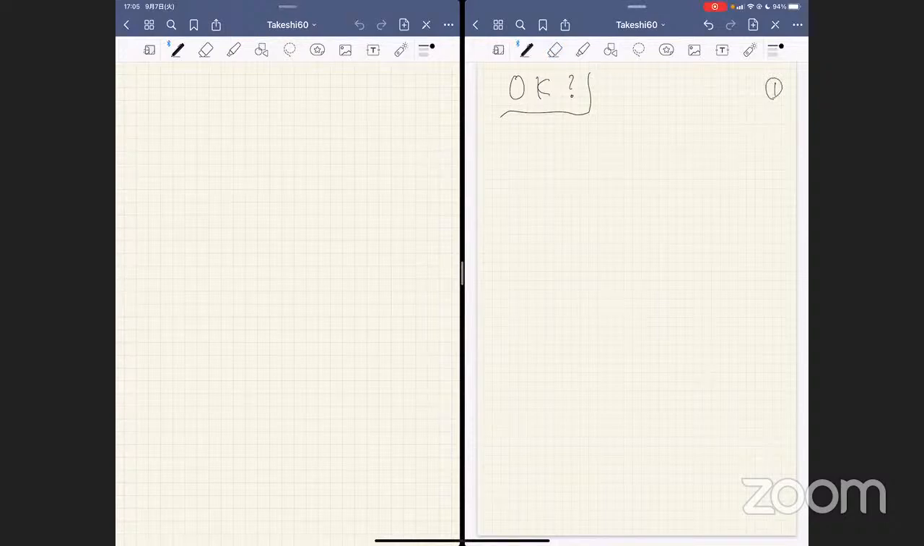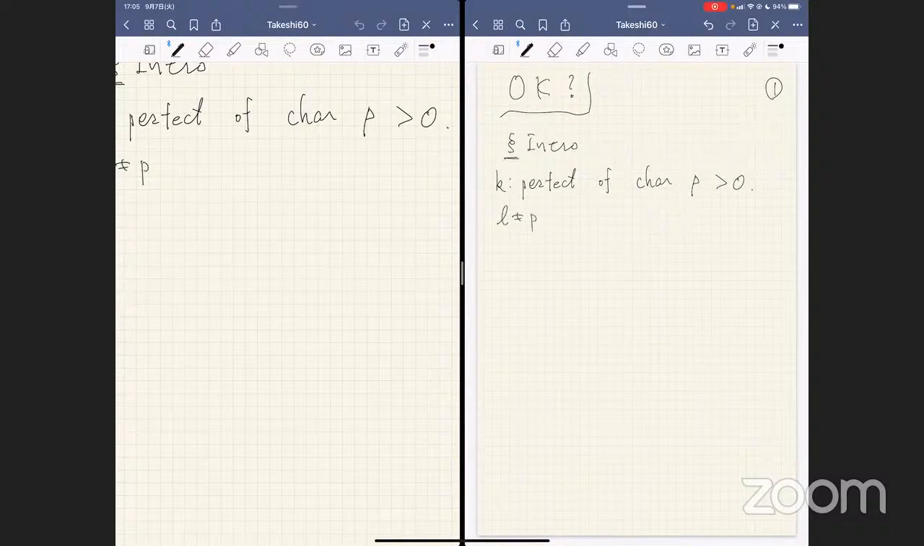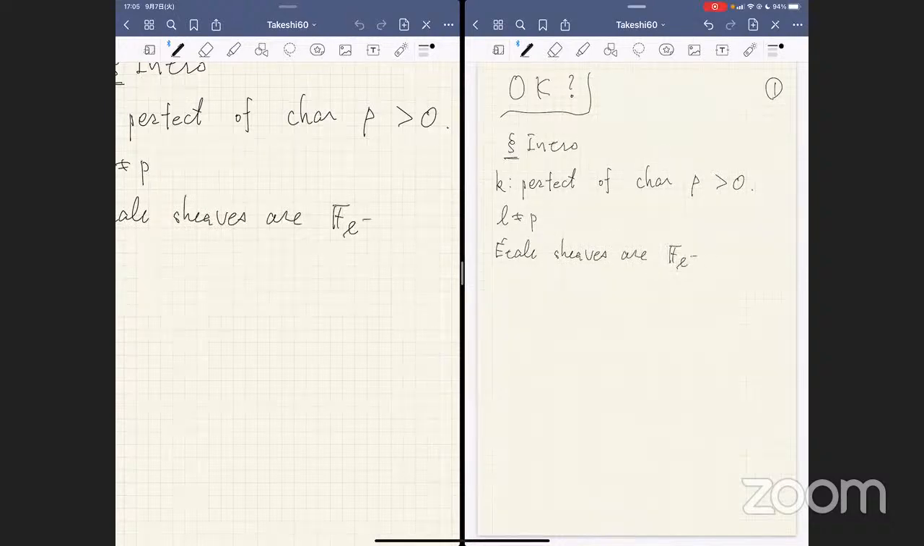So let me start from the introduction. Let k be a perfect field of characteristic p bigger than zero, and I fix a prime number ℓ as usual. Étale sheaves, for simplicity, are always F_ℓ-modules. And here's the main theorem today.